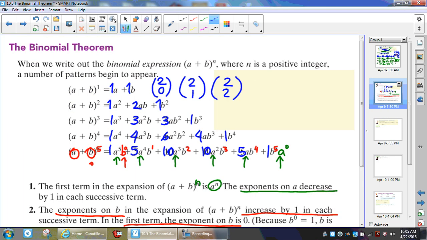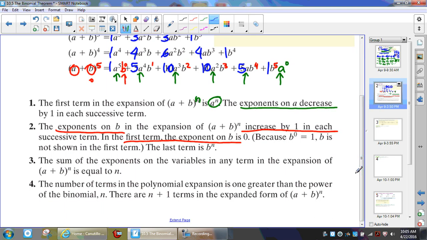So, for these numbers here, these coefficients that you see here, this 1 came from 2 choose 0. This 2 came from 2 choose 1. And this 1 came from 2 choose 2. So that's where the binomial coefficient will help us out. That one, it's not listed here, but it is on the next slide.